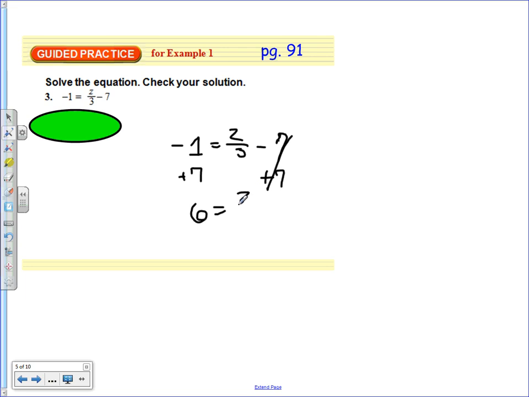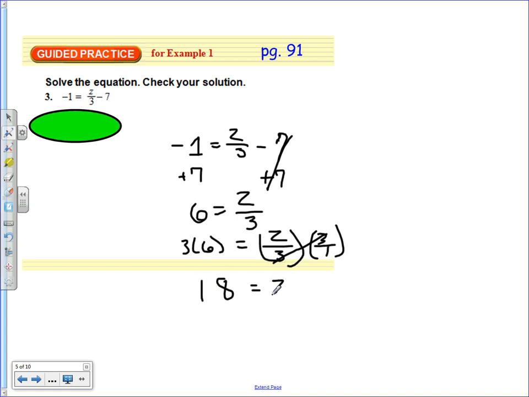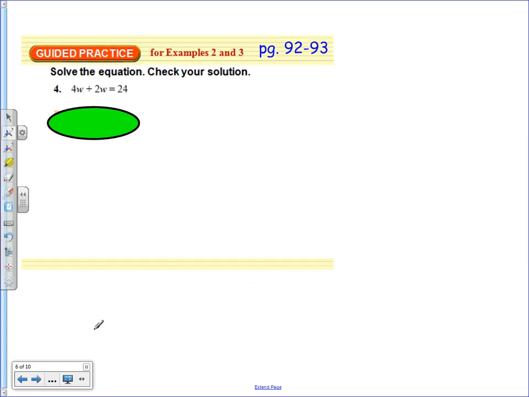These cancel. So on this side, I have z divided by 3. The opposite of dividing by 3, the inverse of dividing by 3, is multiplying by 3. So we have 3 times 6 on one side, z over 3 times 3 over 1 on this side. These cancel. 3 times 6 is 18, and we're left with z on this side. So don't panic and don't try to change it to a decimal. Work with the fraction.